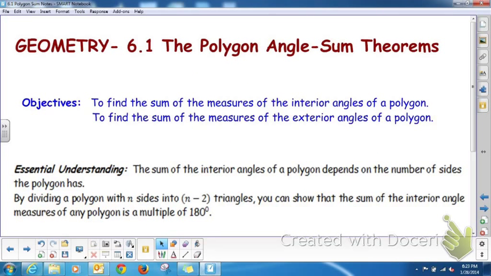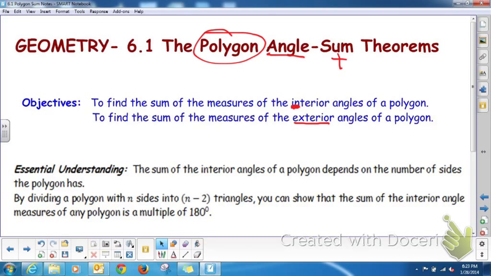So let's begin the note template. Geometry 6.1, the Polygon Angle Sum Theorems. Angles, you're familiar with now. Polygons, we just discussed. And sum, that means when you add them together. Our objectives for today's lesson are to find the sums of the measure of the interior angles, interior, the inside, and to find the sum of the measures of the exterior angles. Those ones are on the outside, exterior.